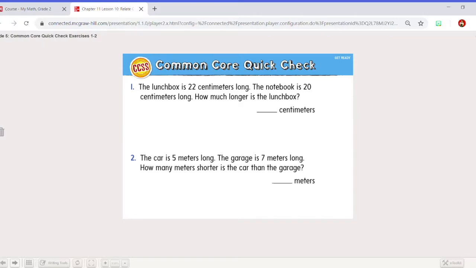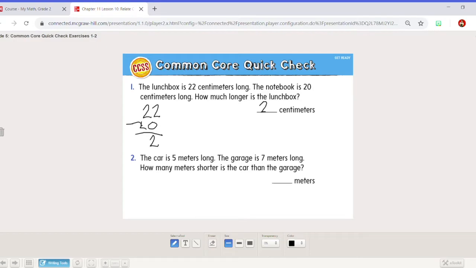The lunchbox is 22 centimeters long. The notebook is 20 centimeters long. How much longer is the lunchbox? When we look at these problems, we're going to go back and subtract the smaller number from the larger number in order to find the difference. All of these problems about finding the difference include subtraction. Looks like the difference is 2 centimeters.